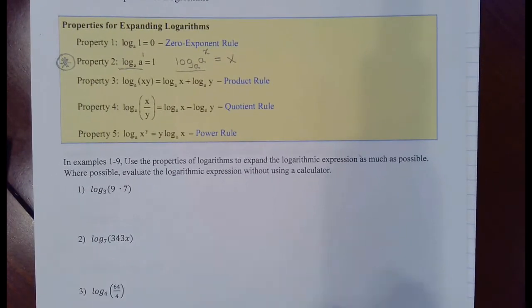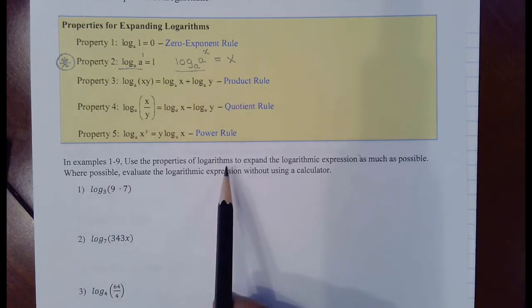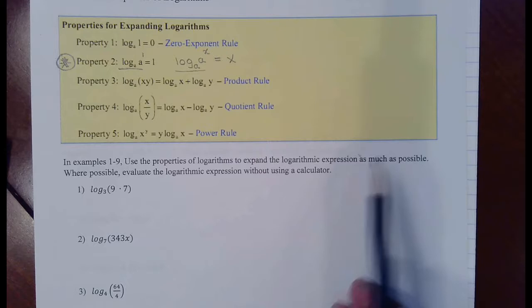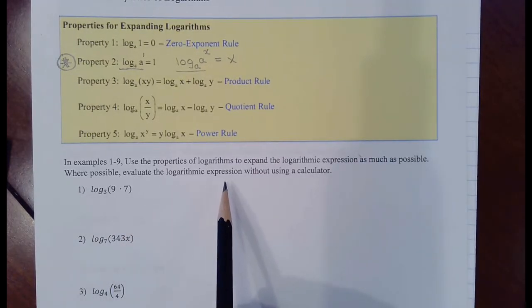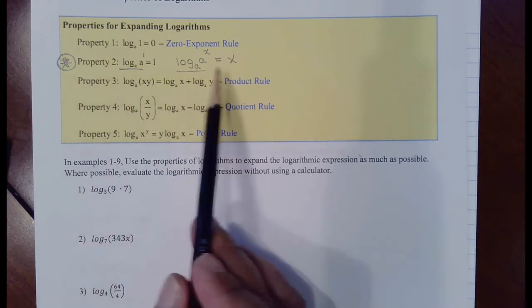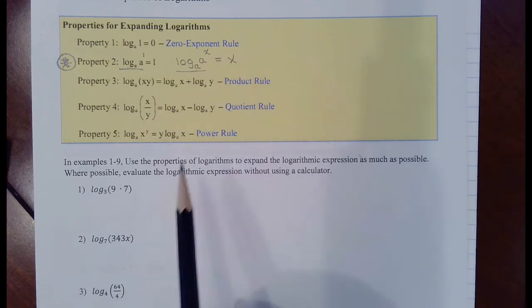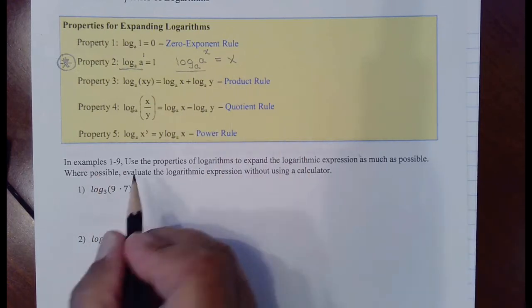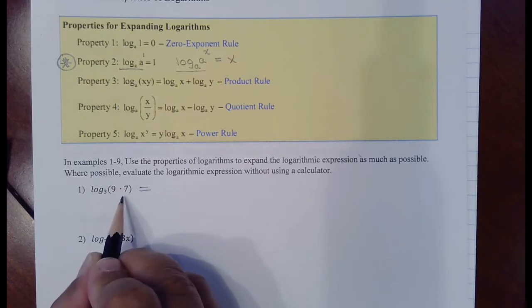Again, you can just keep looking at these rules that are in this yellow box up above. Notice that this is a product, so we're using the product rule. The directions here say use the properties of logarithms to expand the expression as much as possible. Where possible, evaluate the logarithmic expression without using a calculator. That pretty much refers to that inverse property that will allow you to simplify certain terms that come about as you expand or condense.